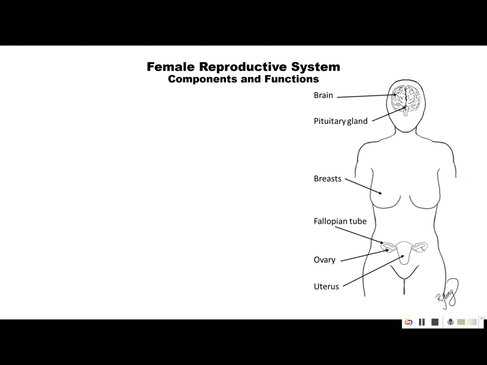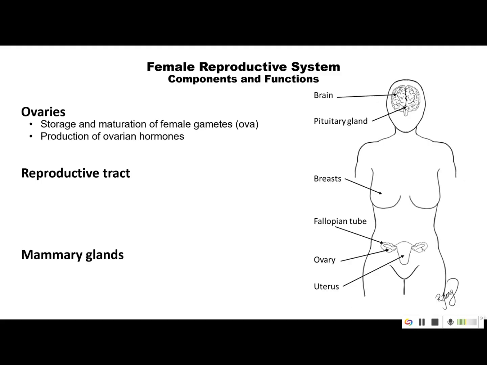Anatomically and functionally, the female reproductive system can be divided into three main components: the ovaries, the reproductive tract, and the mammary glands. Generally, females have two ovaries, and they're the site of female gamete production, storage, and maturation. The ovaries are important endocrine organs that secrete estrogen and progesterone.